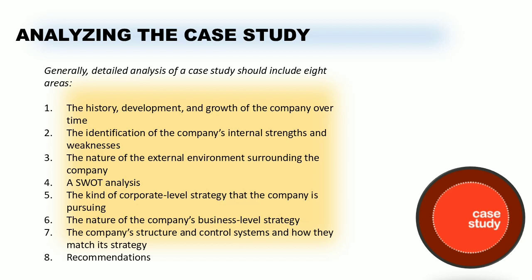Based on the book written by Charles W. Hill and Garrett R. Jones entitled Essential of Strategic Management, they mention that the detailed analysis of the case study include eight major areas. So we have this history, development, and growth of the company over time, the identification of the company's internal strengths and weaknesses, the nature of the external environment surrounding the company, the SWOT analysis, the kind of corporate level strategy that the company is pursuing, the nature of the company's business level strategy, the company's structure and control systems, and how they match its strategy, and of course, the recommendation.